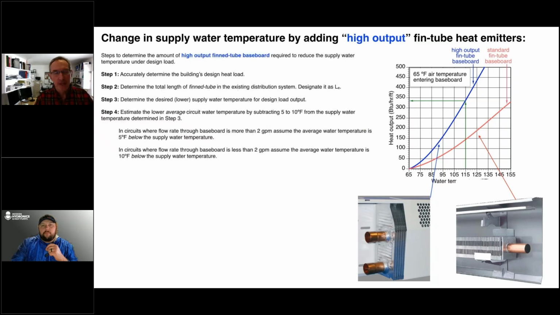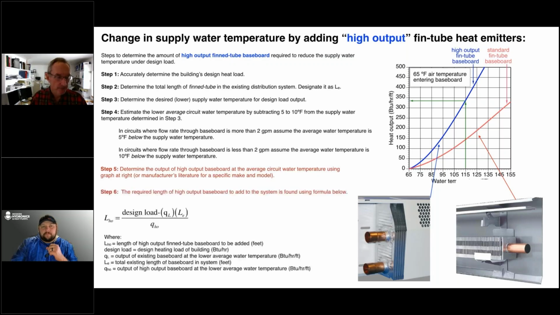So for that, the steps are very, very similar. It's a slightly different formula that you're going to use. And there's the formula. If we take the design load, we're going to subtract the multiplication of the output of the existing baseboard, that would be the standard fin tube, at the low water temperature. We looked that up on the graph over here at the lower curve. And then we're going to divide by the output of the high output baseboard at that low temperature. So we just did the algebra on that formula.